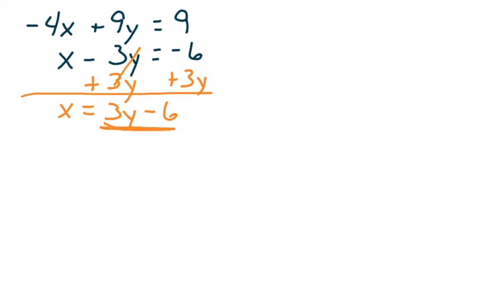So now I go into the equation I have not manipulated, which would be the first equation, and I look for that x that I'm solved for here. Here's my x, and now I get to replace that with 3y minus 6 because those are equivalent to each other. Do that over here. So I've got negative 4, and then it's going to be times that 3y minus 6. And then finish the rest of the equation. It's still plus 9y equals 9.